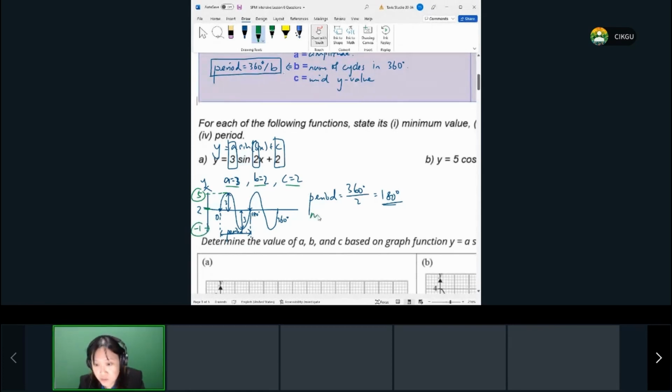So actually, let me just write here. The max value of the graph is 5. The minimum value of the graph is -1. Okay? Done.